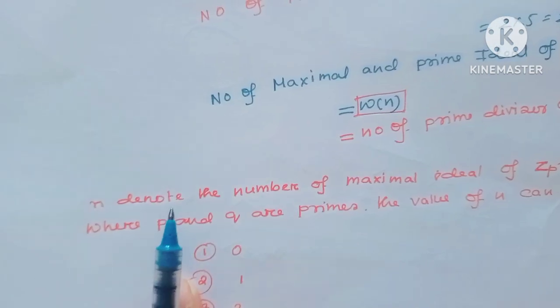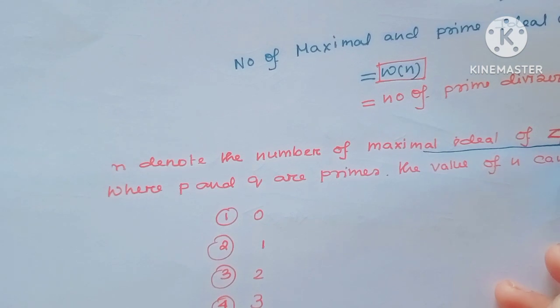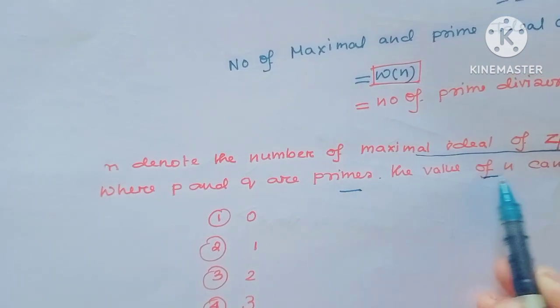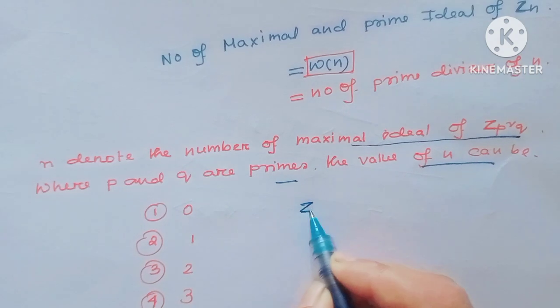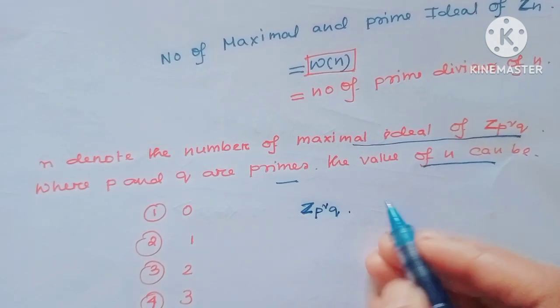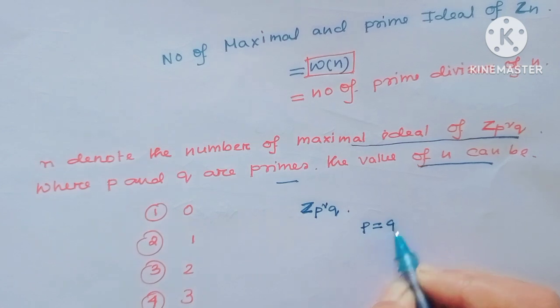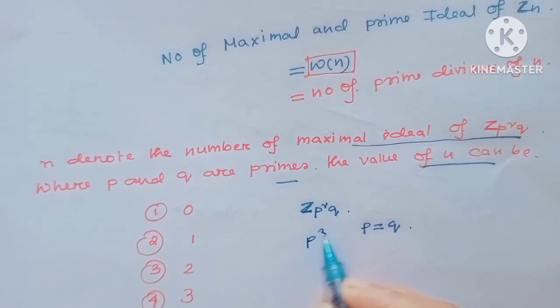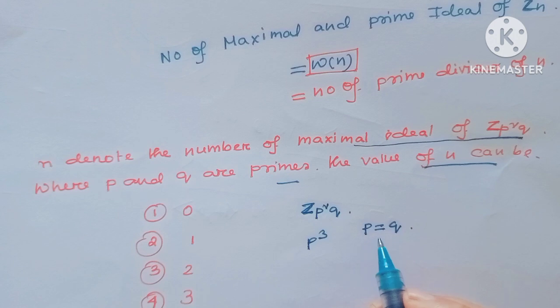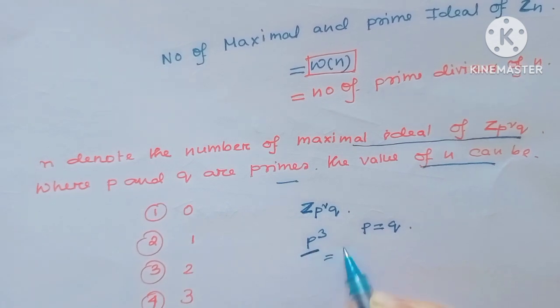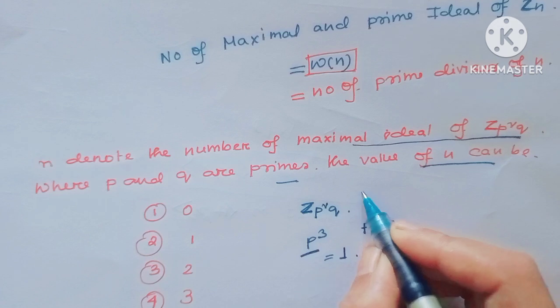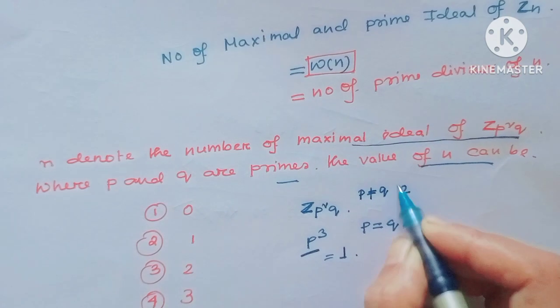Question: let n denote the number of maximal ideals of Z_{p squared q}, where p and q are prime numbers, then the value of n. Here in Z_{p squared q}, if p equals q, then p squared q equals p cubed, and the number of prime divisors is 1, and when p is not equal to q, then this value would be 2.